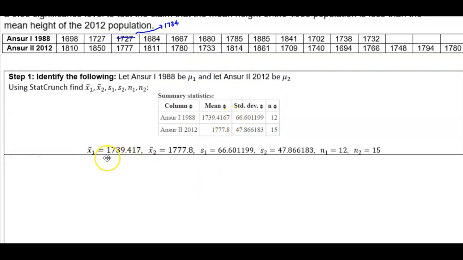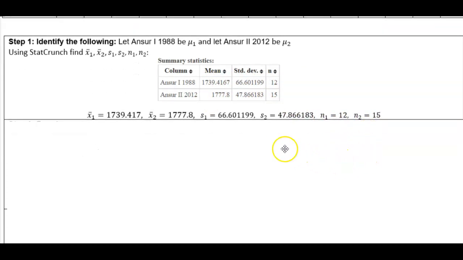You can see here that the mean for sample 1 is 1739.417, rounded to 3 decimal places. The mean for sample 2 is 1777.8. The sample standard deviation for sample 1, rounded to 6 decimal places, is 66.601199, and the sample standard deviation for sample 2 is 47.866183. The sample size for sample 1 is 12, and the sample size for sample 2 is 15.